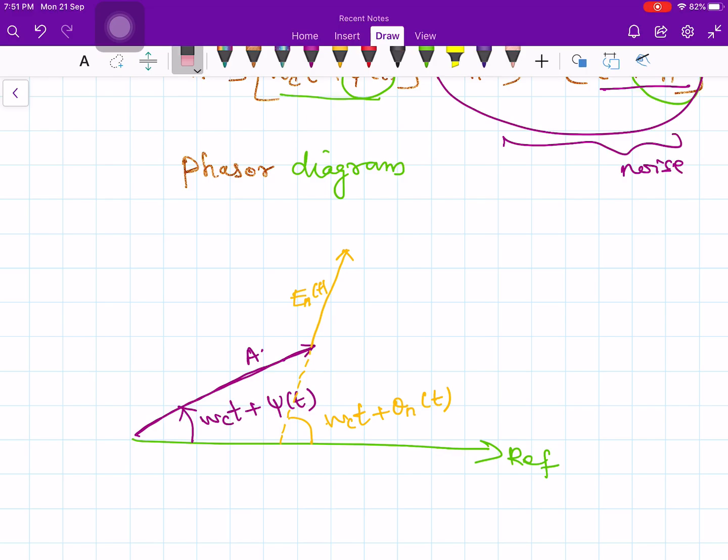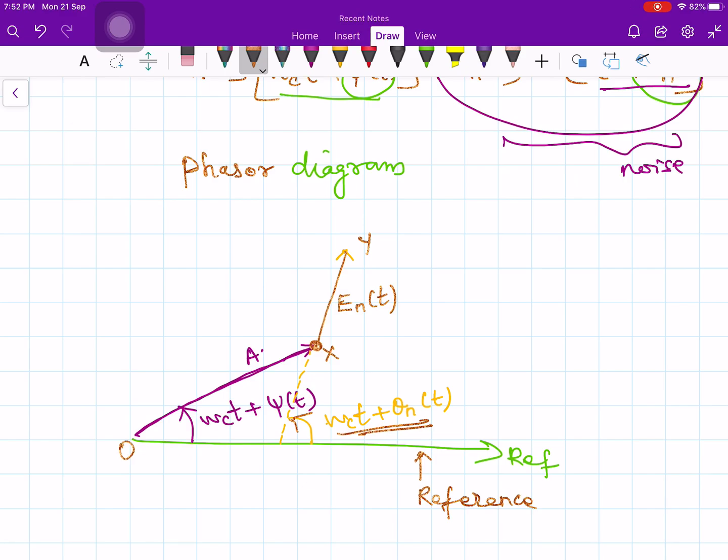The angle associated with the noise component is omega c t plus theta n of t. Now theta n of t is measured with respect to the reference axis in the clockwise direction. Now you add this vector, let's say this is origin O and this is E n. Let's say this point is some x and this point is y. You add these two vectors, Ox and xy, because we are adding the two signals.